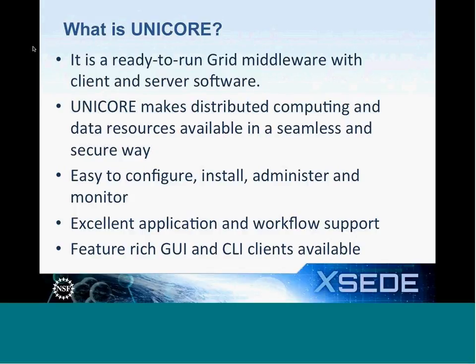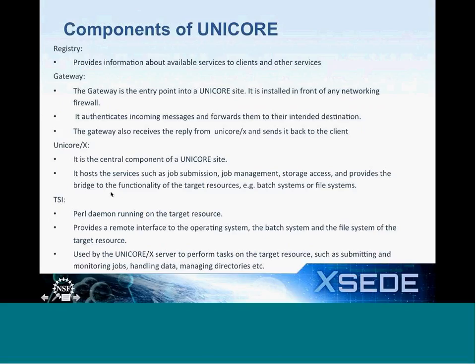What you have is a client on your local machine that you download. You get a proxy certificate, which allows you access to the machine, and you pick a machine and simply run a job. Some of the components: you have a registry, which lets Unicore know about the resources you have available to compute on, such as Kraken and Keeneland, and so on.